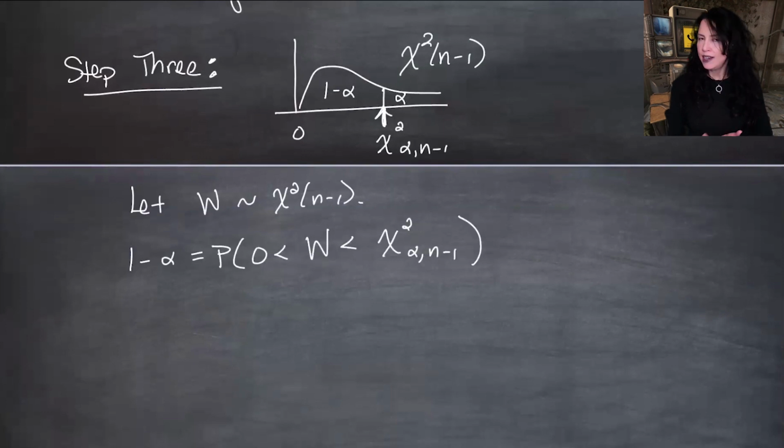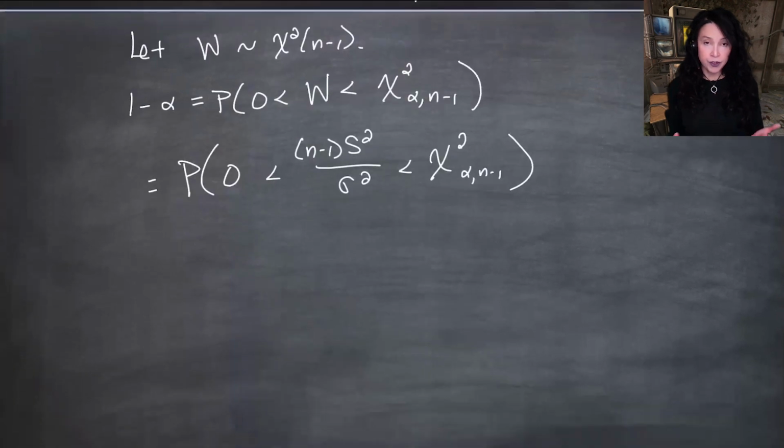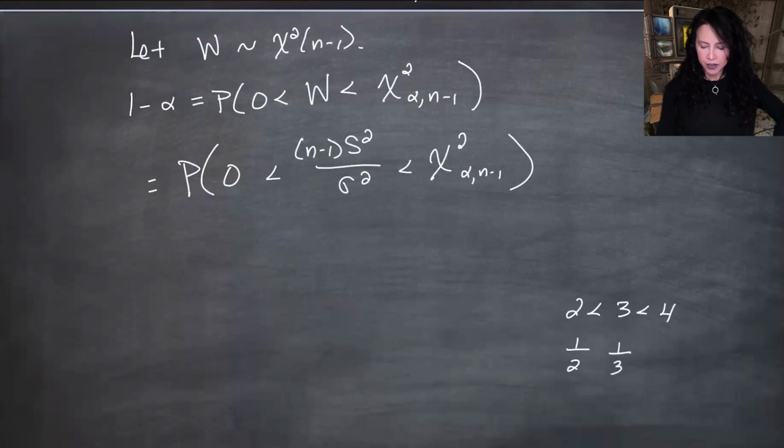So what in our problem has this chi-squared n minus 1 distribution? It is n minus 1 times s squared over sigma squared. So the final step is to move things around and solve for sigma squared in the middle. It's in the denominator, so I want to start by flipping things. And if 2 is less than 3 is less than 4, and you flip things, then you actually have to flip the inequalities. It's going to end up going the other way.